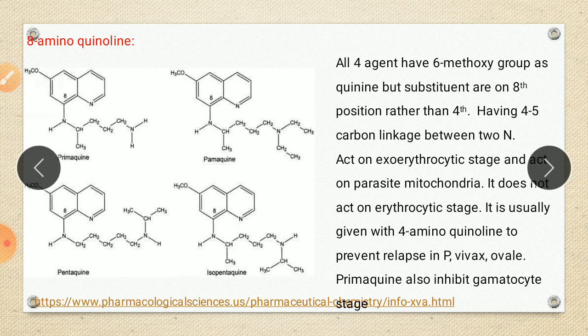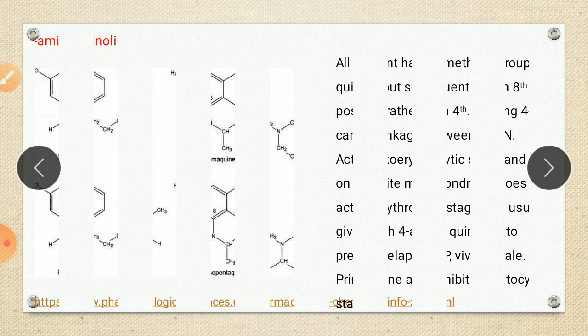It does not act on the erythrocytic stage. So the important point is that this drug does not act on the blood, but it acts on the hepatic phase of the parasite. It is usually given in combination with a 4-aminoquinoline to prevent relapse in Plasmodium vivax and ovale. Primaquine also inhibits the gametocyte stage. So these are the 8-aminoquinoline derivatives.